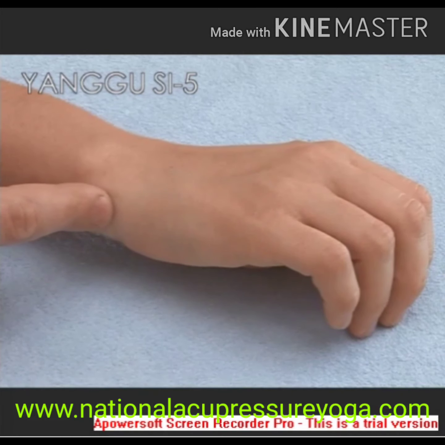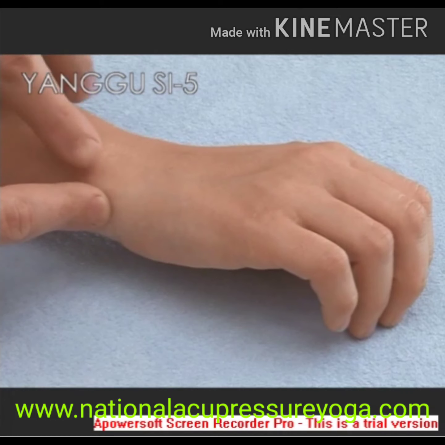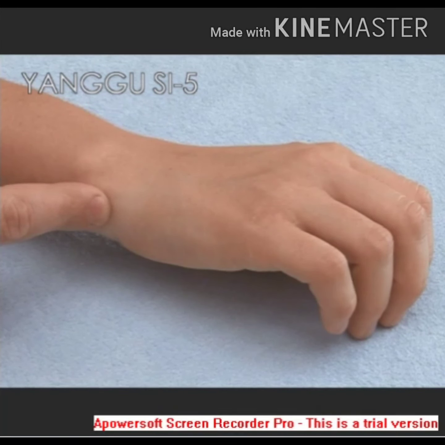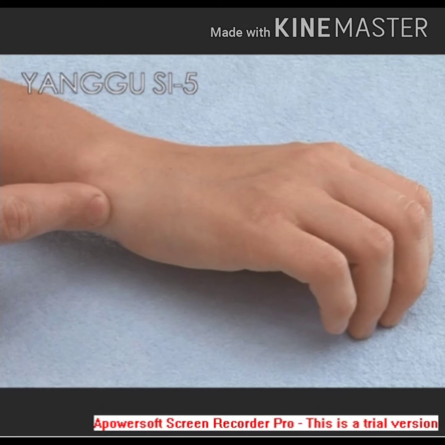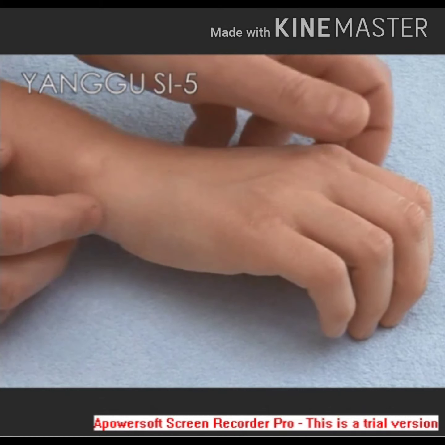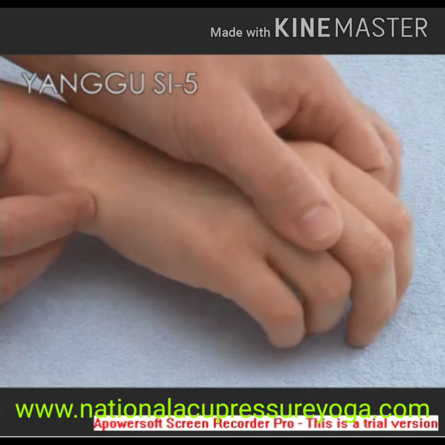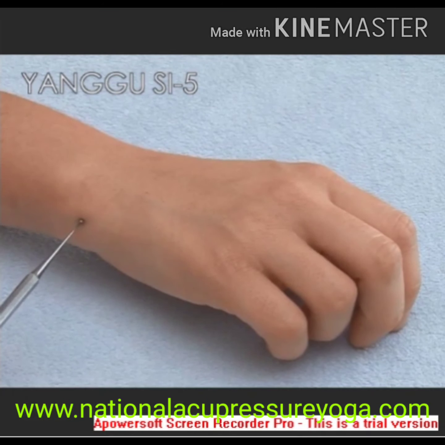Yanggu, Small Intestine 5, is located at the ulnar border of the wrist, in the depression between the head of the ulna and the triquetral bone. Most sources locate this point between the styloid process of the ulna and the triquetral bone, but in practice, the styloid process of the ulna may not be palpable, and where it is palpable, it often lies slightly posterior to Yanggu, Small Intestine 5. Perpendicular insertion, 0.3 to 0.5 cun.